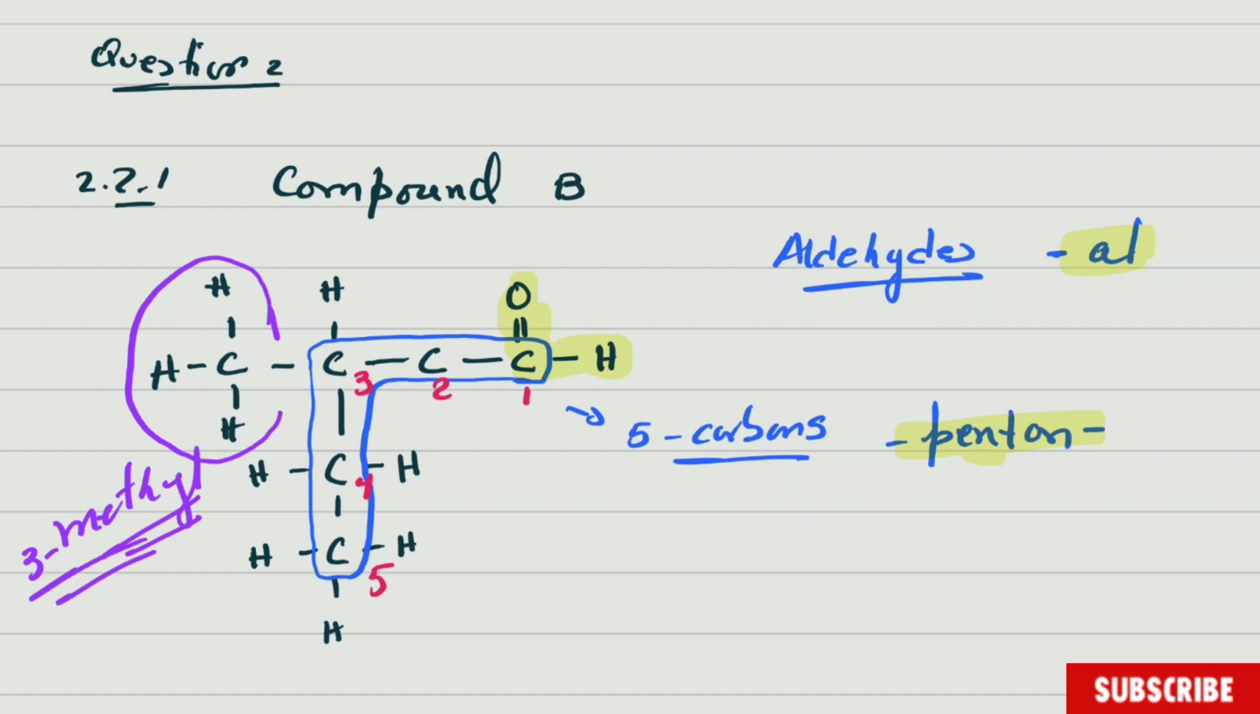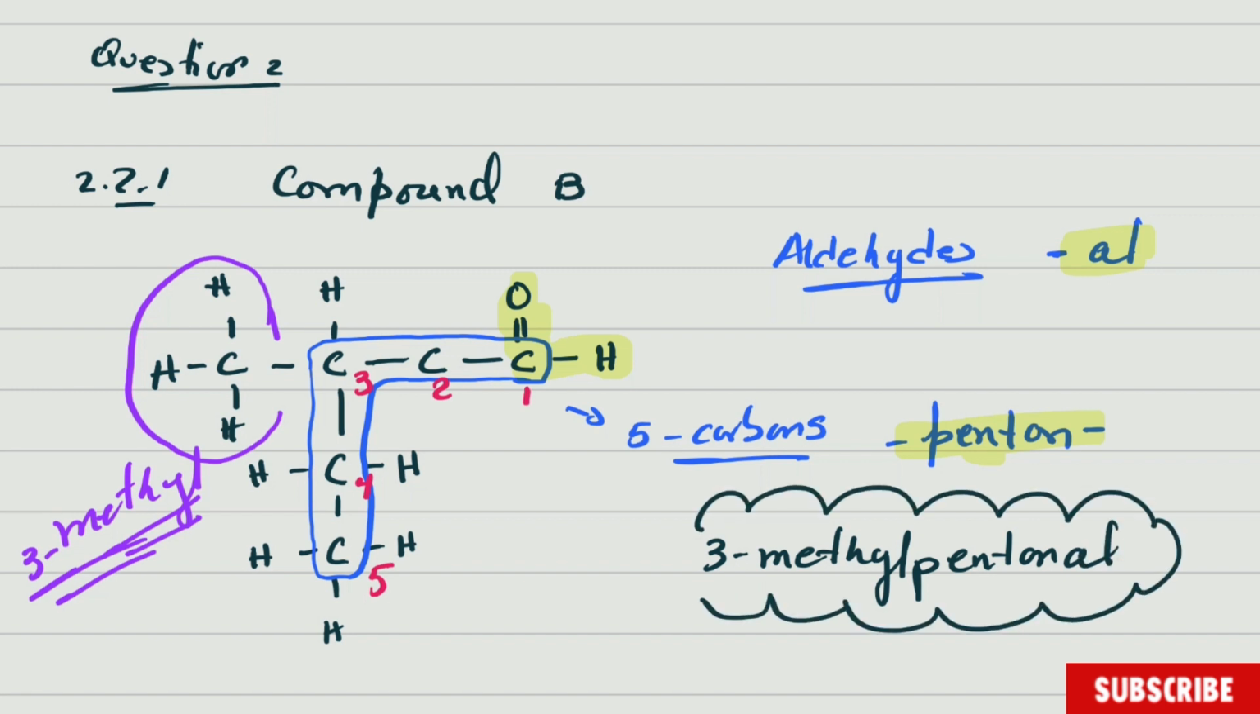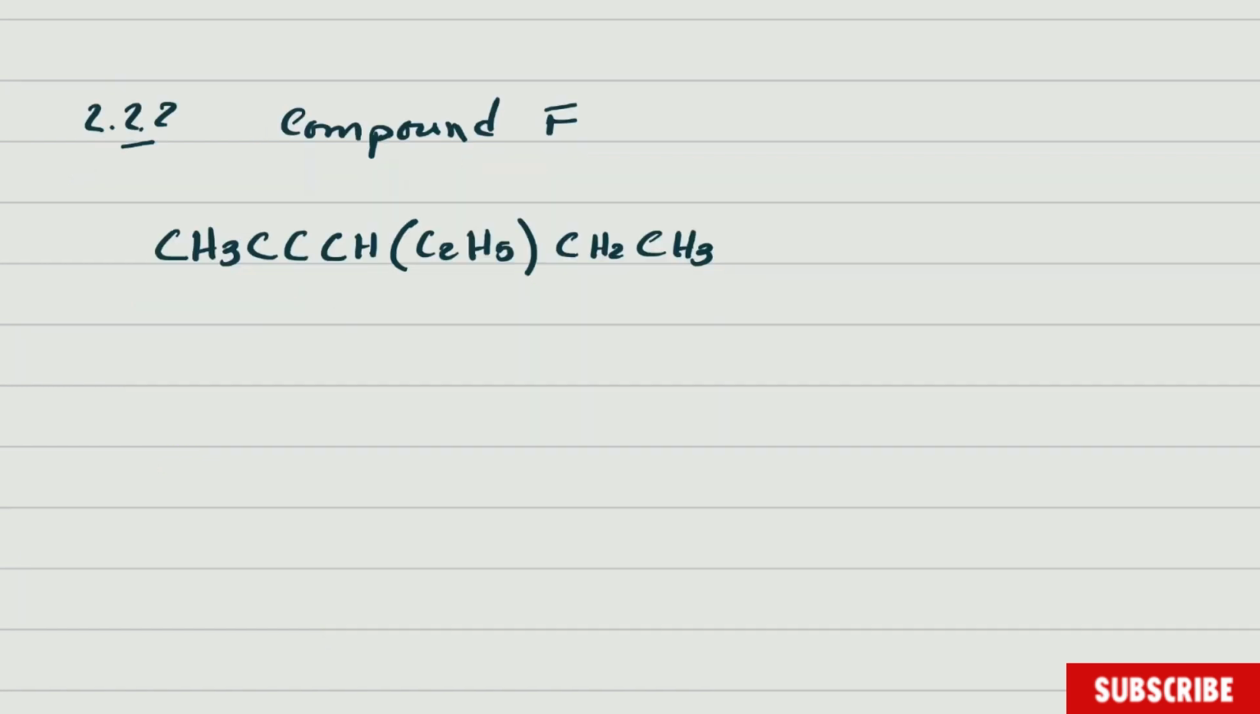Guys, we have everything. All we have to do is to combine. So we're starting by saying 3-methyl pentan together, pentanal. 3-methylpentanal. This one is the name of compound B. Alright, and this one is compound F.